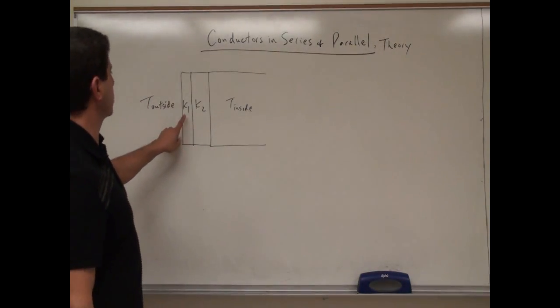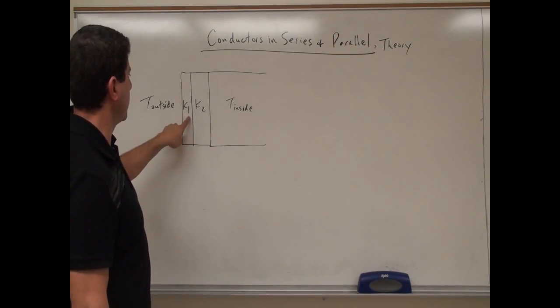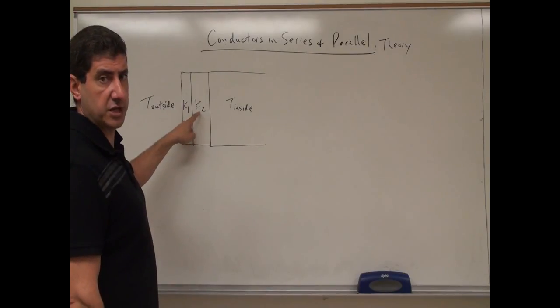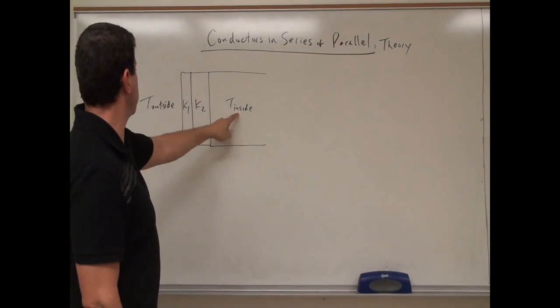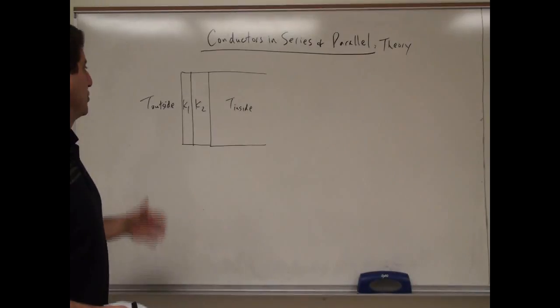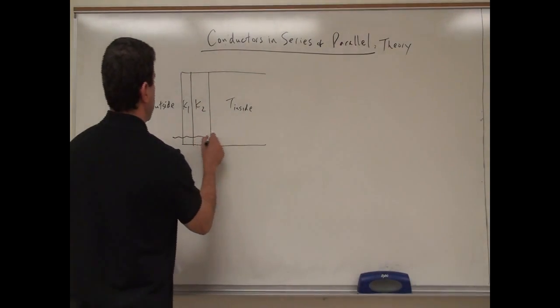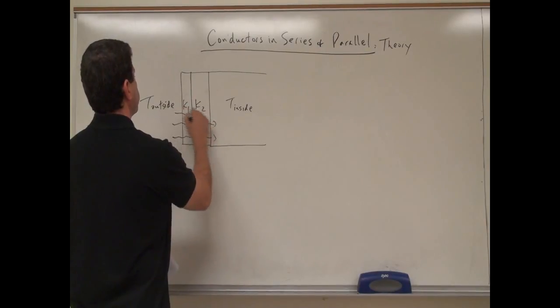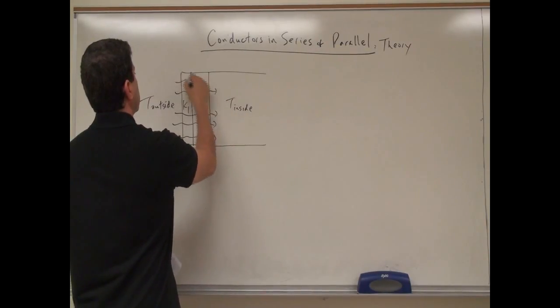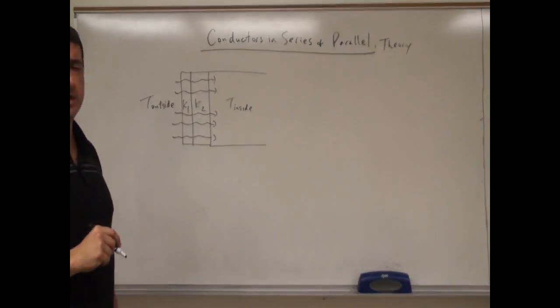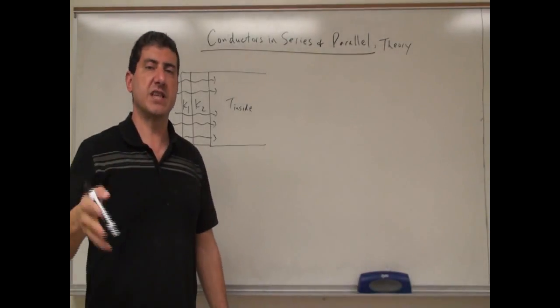So we have here a conductor with conductivity K1, and we have another conductor K2. Then we have T inside and T outside. So now heat will flow. Let's say heat is flowing from the outside to the inside. And so the thing to determine is what adds up and what stays the same.